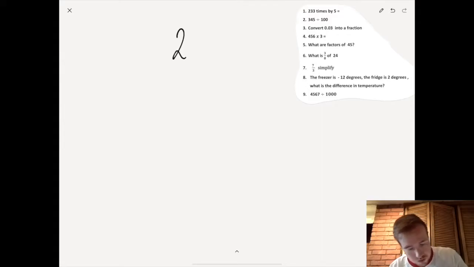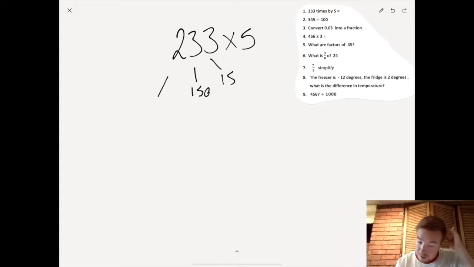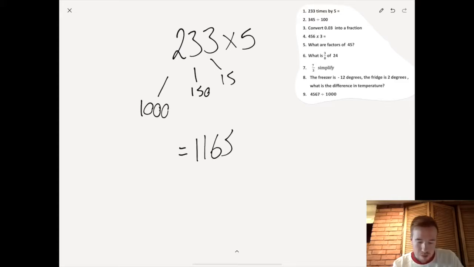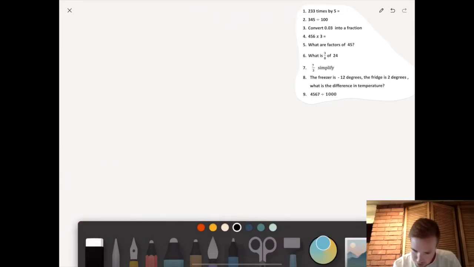So I've got 233 times 5 as my first question. 3 times 5 is 15, 30 times 5 is 150, 200 times 5 is 1,000. Add them together, 1,165. And again, you could have used column addition for that, but there's no carrying, so there's nothing to worry about. It's quite an easy question in terms of the adding, so I don't need to worry about that.